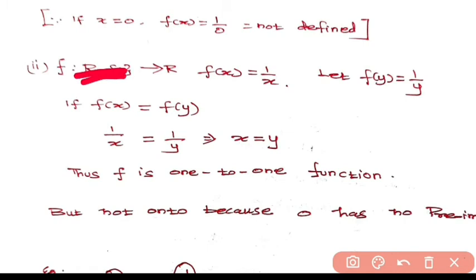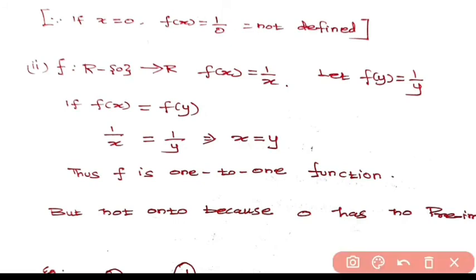Let's verify its one-to-oneness and onto-ness. First we verify one-to-oneness. So we take f of x equal to f of y. Then f of x value is 1 by x and f of y value is 1 by y, which implies that we take the reciprocal on both sides. It becomes x equal to y. Then we get the result. Therefore f is a one-to-one function.